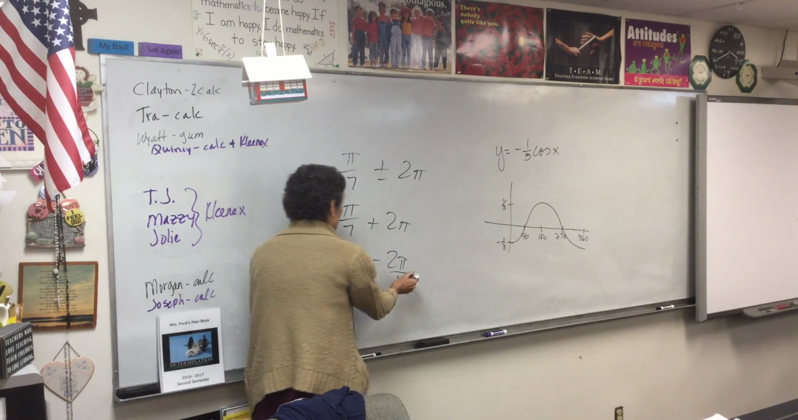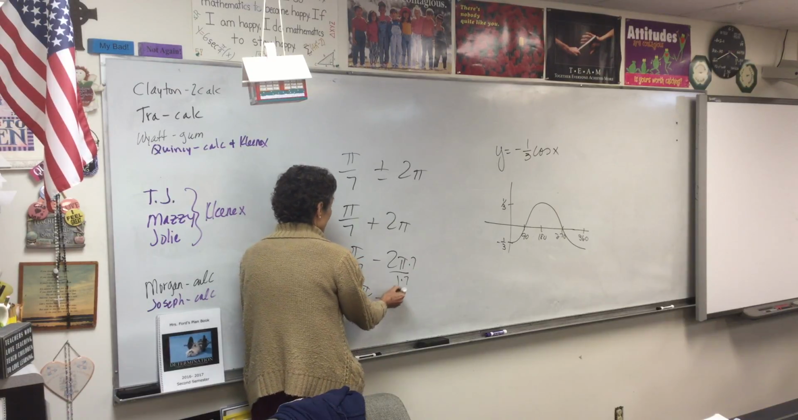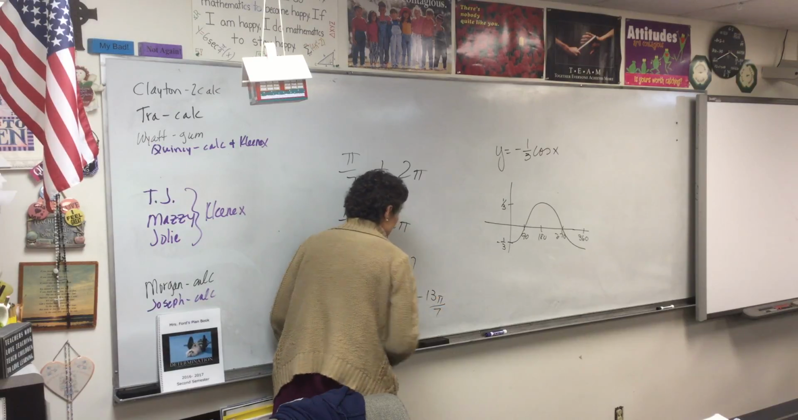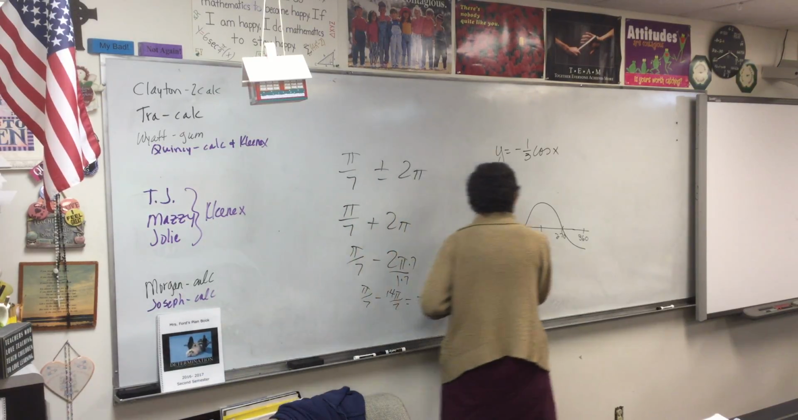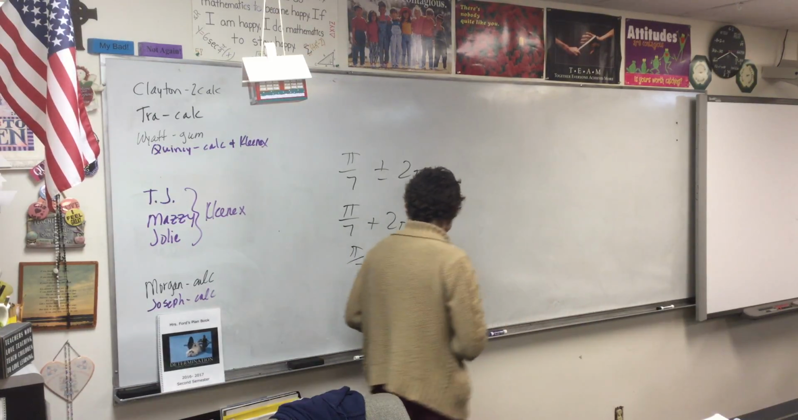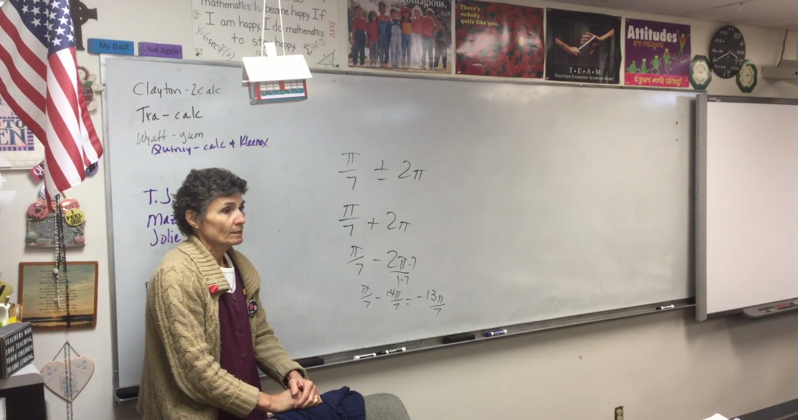It's just a matter of getting a common denominator. So I have pi over 7 minus 14 pi over 7. So that would be negative 13 pi over 7. Coterminal angles start and stop in the same place. There's a revolution difference between them, so you either add or subtract a revolution.